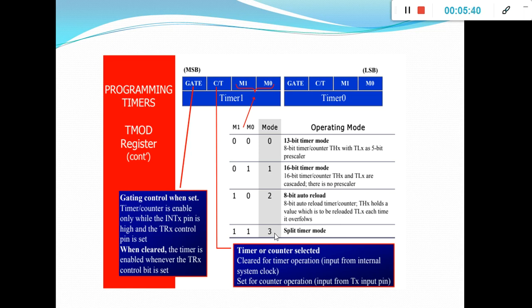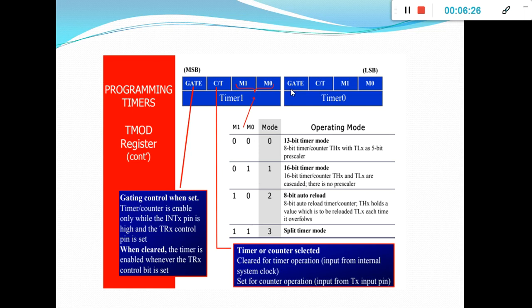Next is mode 3. Whenever you put 1 1, mode 3 is selected, which is the split timer mode, meaning THX will be separate and TLX will be separate. In the 8051, we are not going to use TLX and THX separately. A split mode timer cannot be used in the 8051. So only mode 1 and mode 2 are used in the 8051 microcontroller. These are the operating modes of timers.